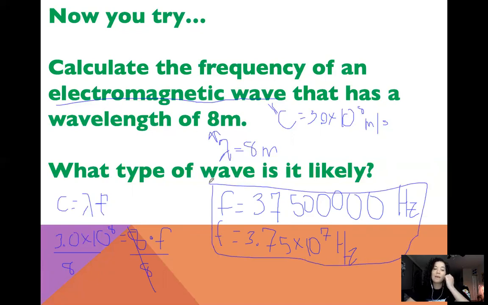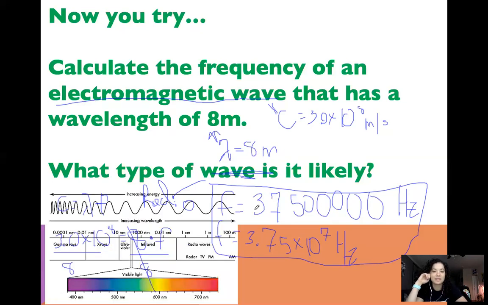We also need to decide what type of wave this is. So when you're determining the type of wave, the easiest thing to do is look at the wavelength and see where would that fall. If you did not already do that, pause me again. Look at your electromagnetic spectrum that you copied down into your notes, because I told you to do that, and decide where would 8 meters fall as a wavelength. All right, you should have determined that this would most likely be a radio wave. All right, radio. Excellent. Wasn't that fun, guys? I know, such a blast.